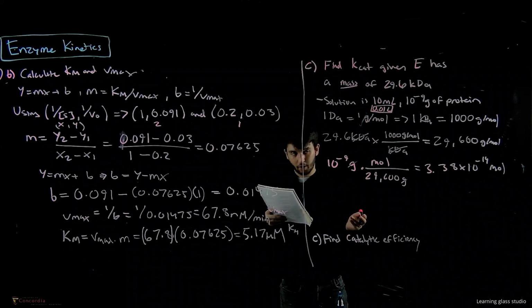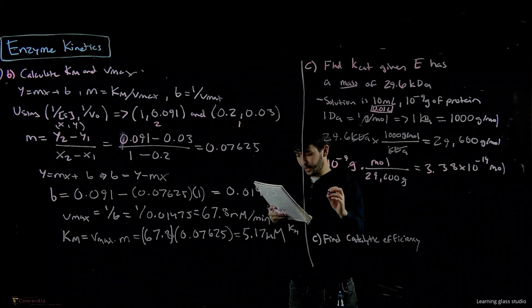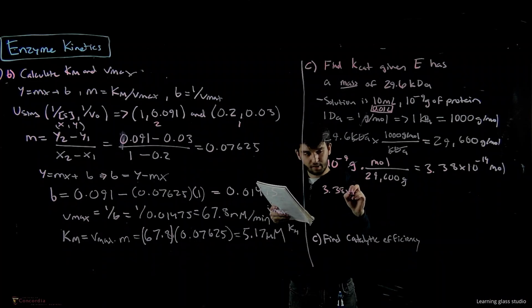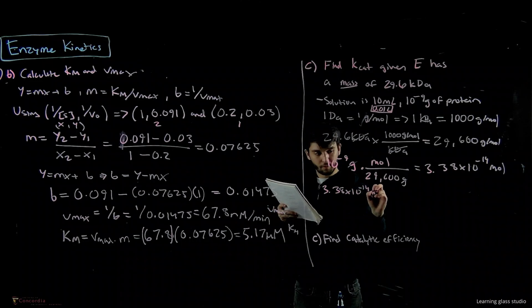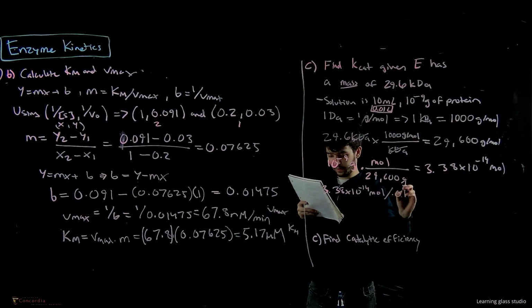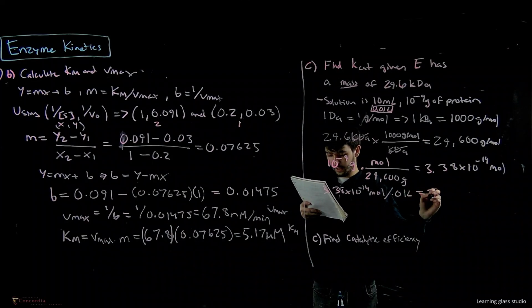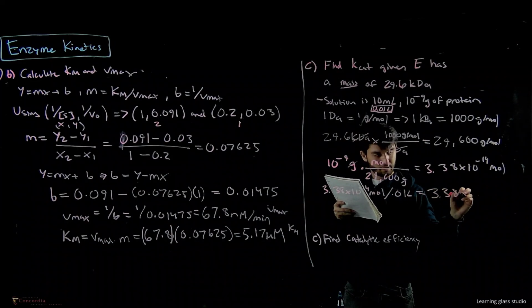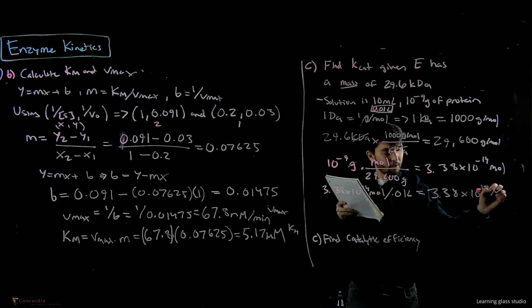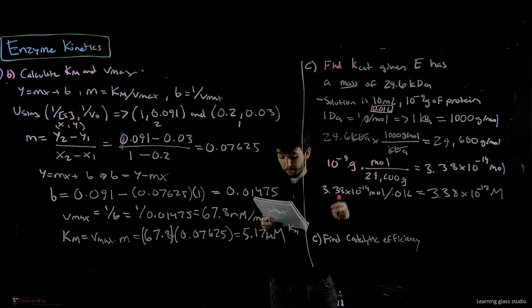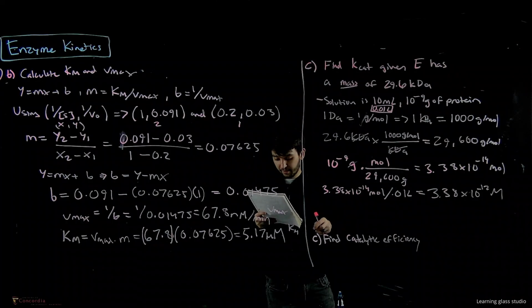So we can then find 3.38 times 10 to the minus 14 mole divided by 0.01 liter is equal to 3.38 times 10 to the minus 12 moles per liter. All right, so now we can find Vmax.